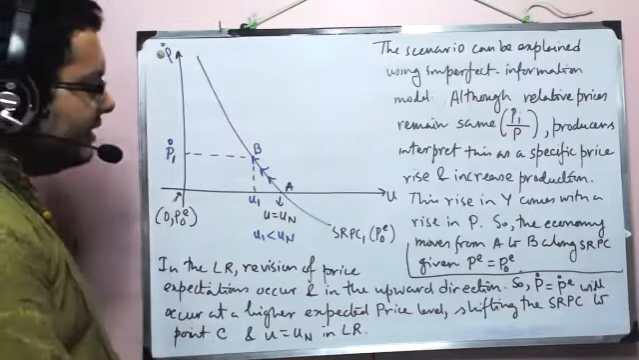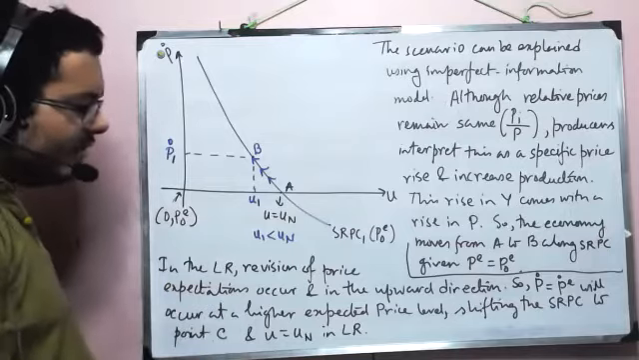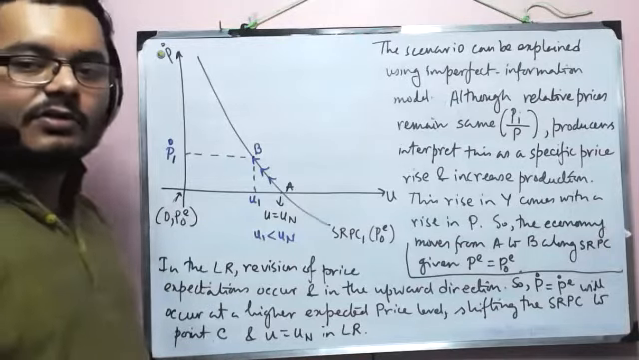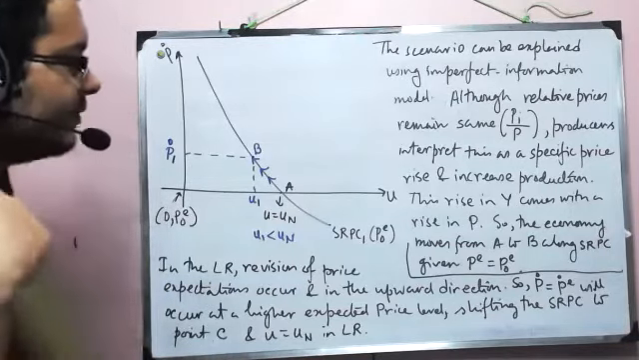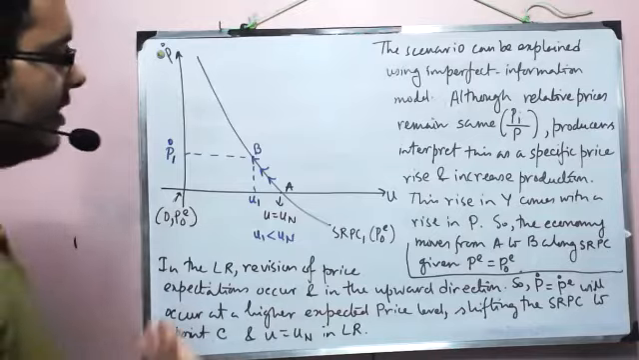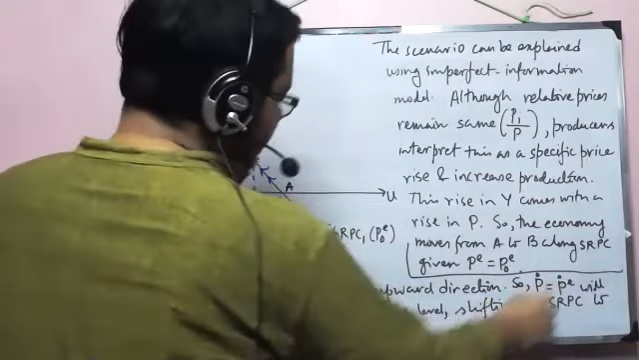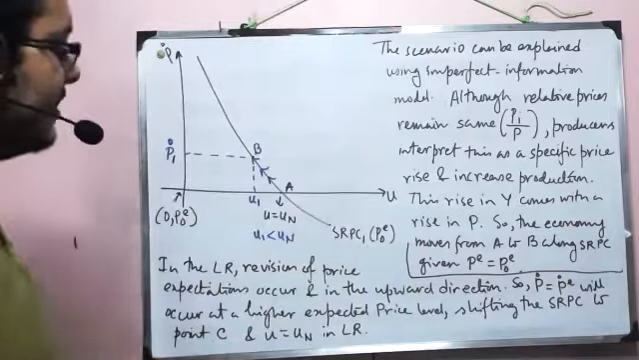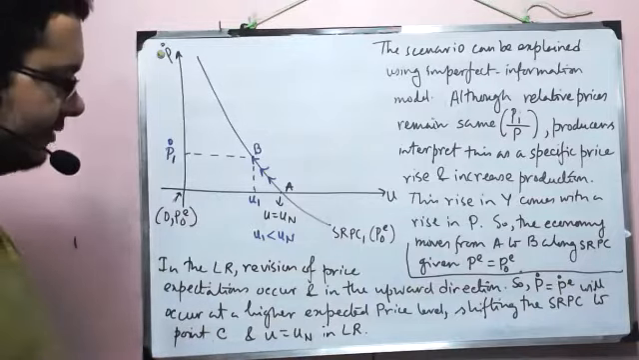Now, in the long run, what will happen? The illusion will go away, and the producers will equalize P naught with a higher expected price level, right?